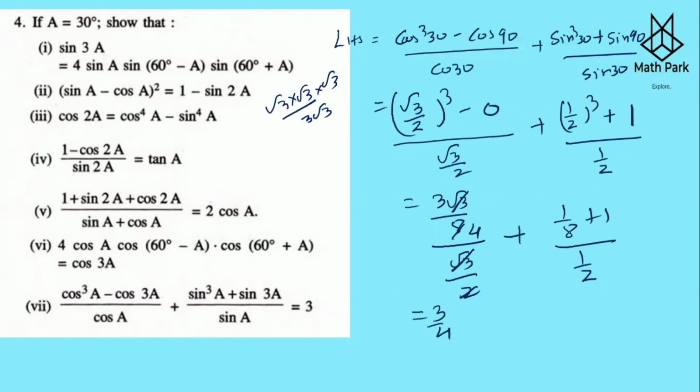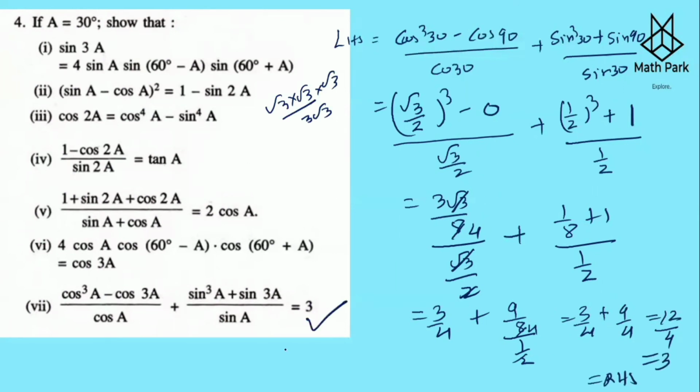Now here take LCM 8, 1s are 8. So this is plus 8 plus 1, 9 upon 8 upon 1 by 2. Again 2 ones are 2, 2 fours are 8. So this is how we get this as 3 by 4 plus 9 by 4. 3 plus 9 is 12 upon 4 and which is equal to 3. And that is our RHS. RHS is 3. So hence proved, we are done with each and every question of this exercise.